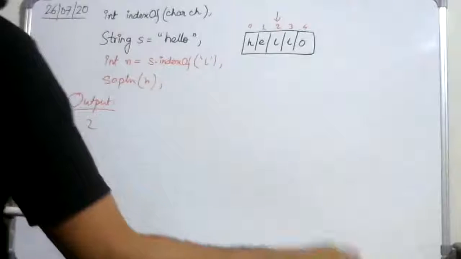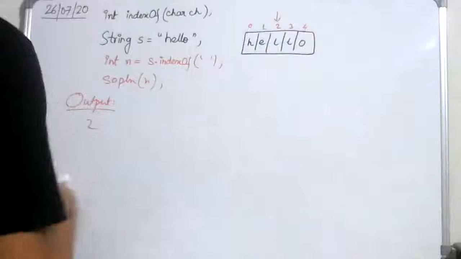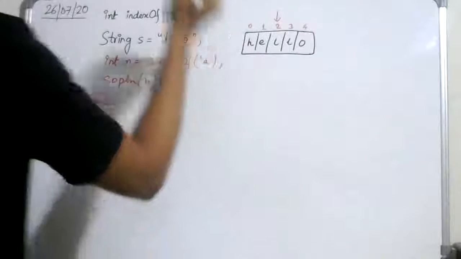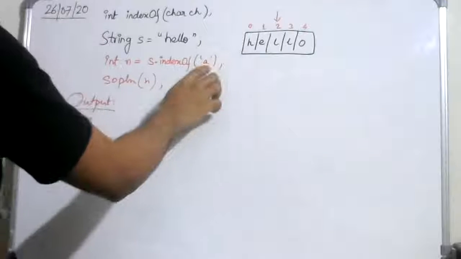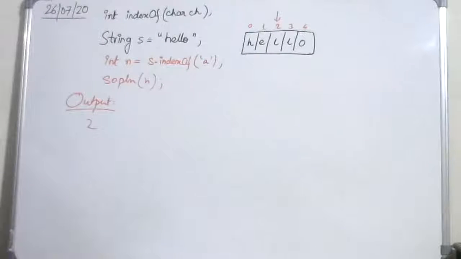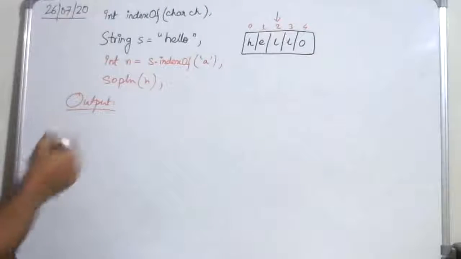Now let's say I give it a character that is not present in the string itself. Let's say I want to search for A. Since A is not present in the string, since hello does not contain the character A, the output will be -1.